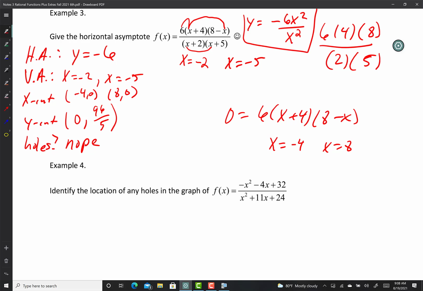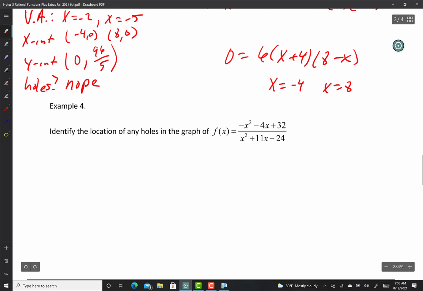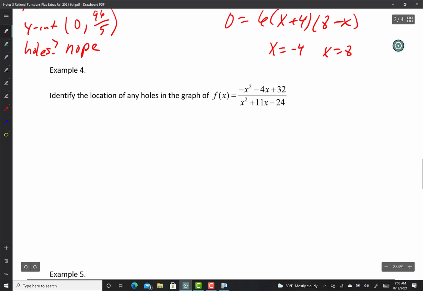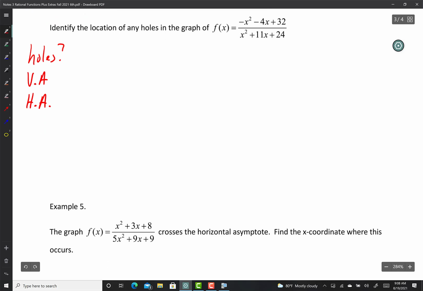We're okay, guys? All right, let's do another one. This one wants holes, so it's definitely going to have a hole on this one. So I'm going to say I want my holes, my vertical asymptotes, my horizontal asymptotes, my x-intercept, my y-intercept.